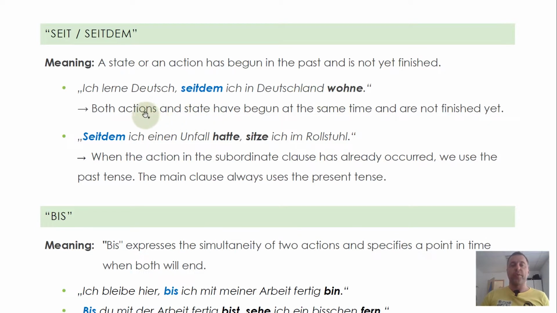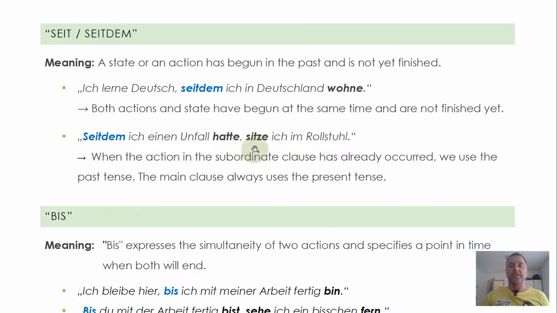So here both the action and the state have begun the time I moved to Germany, and both are not finished yet. Why this is important? One second, after we check the second sentence. Seitdem ich einen Unfall hatte, sitze ich im Rollstuhl. So here, word by word, since I had an accident, I'm sitting in a wheelchair.